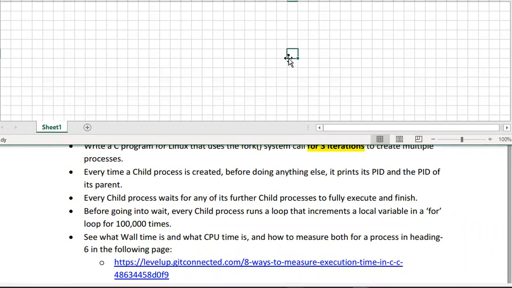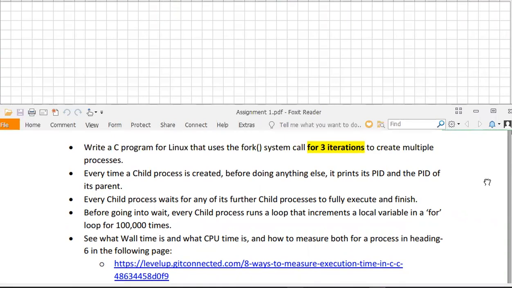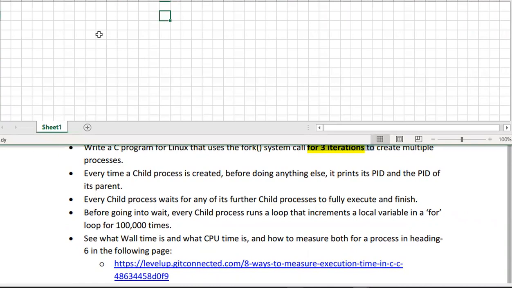Okay, so this is what you have to do for the assignment. The assignment says that you have to write a C program for Linux that uses the fork system call for 3 iterations, right? So this is just like the lab we did. When you call fork in a loop, you understand that multiple processes are going to be created.